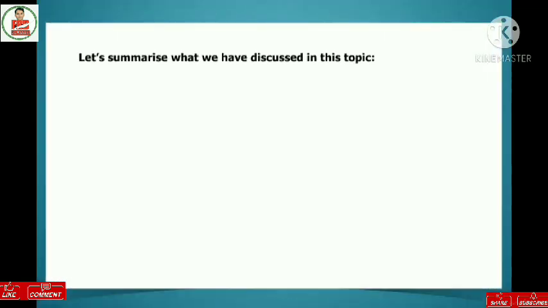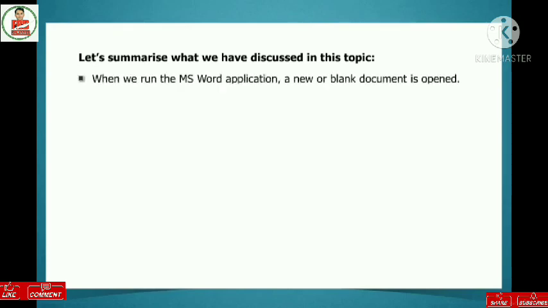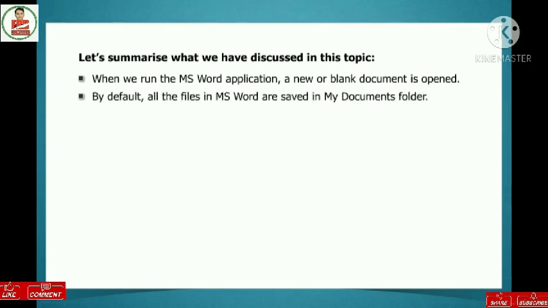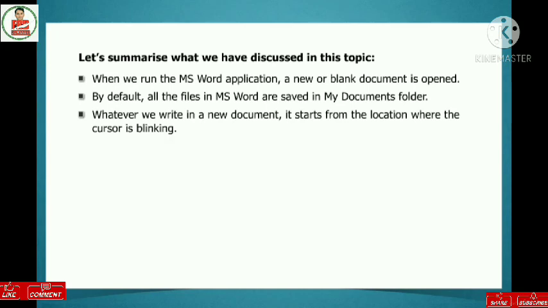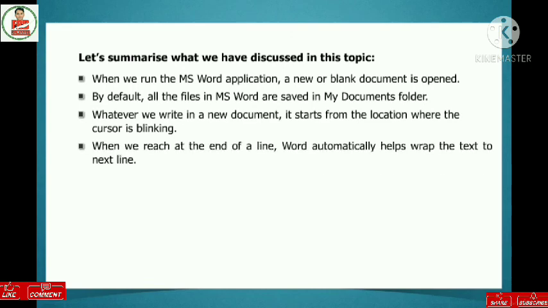Let's summarize what we have discussed in this topic. When we run the MS Word application, a new or blank document is opened. By default, all the files in MS Word are saved in My Documents folder. Whatever we write in a document, it starts from the location where the cursor is blinking. When we reach at the end of a line, Word automatically helps wrap the text to next line.